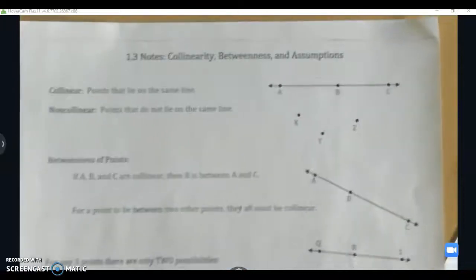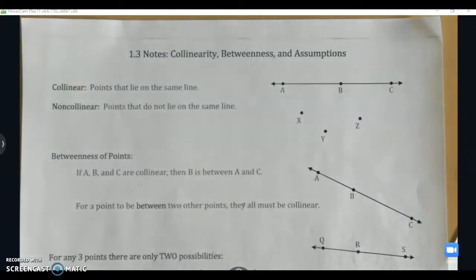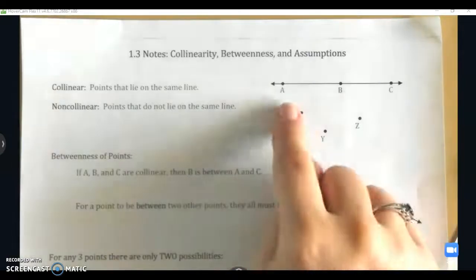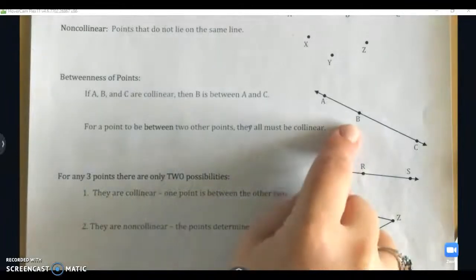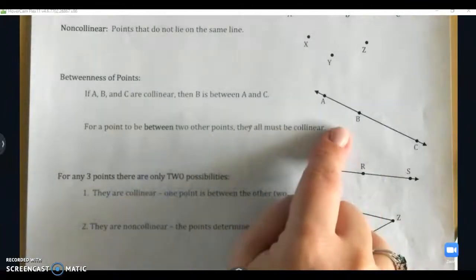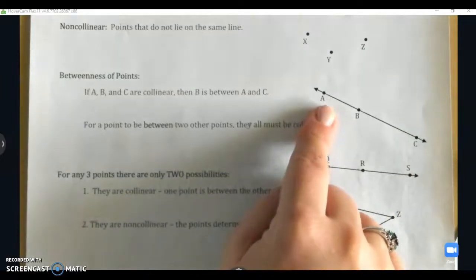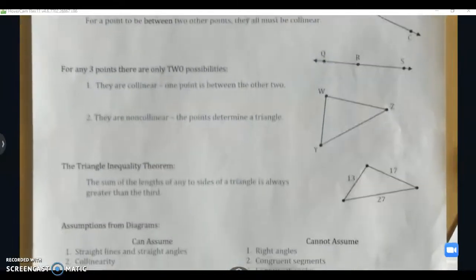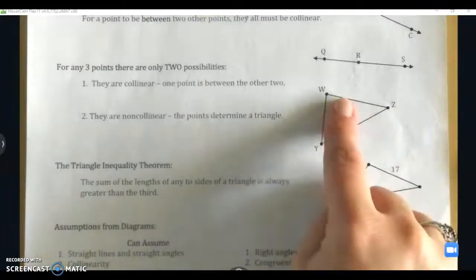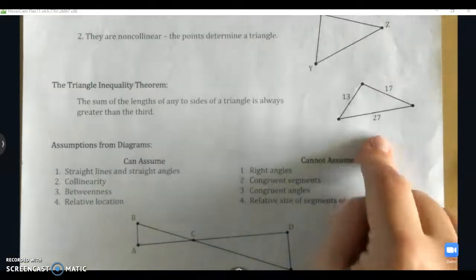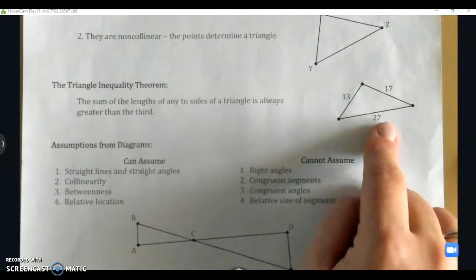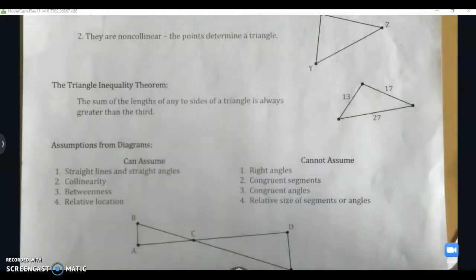1.3, we're just going to talk about some definition stuff and assumptions. So, collinear and non-collinear you should be familiar with at this point. They either lie on the same line or they don't. And then if we have a point that is in between the two, then they are also collinear. If our points are not collinear, then they could be the points of a triangle. And then our triangle inequality theorem, we'll talk about that more later on in the year, but our longest side has to be smaller than the sum of the other two shorter sides.